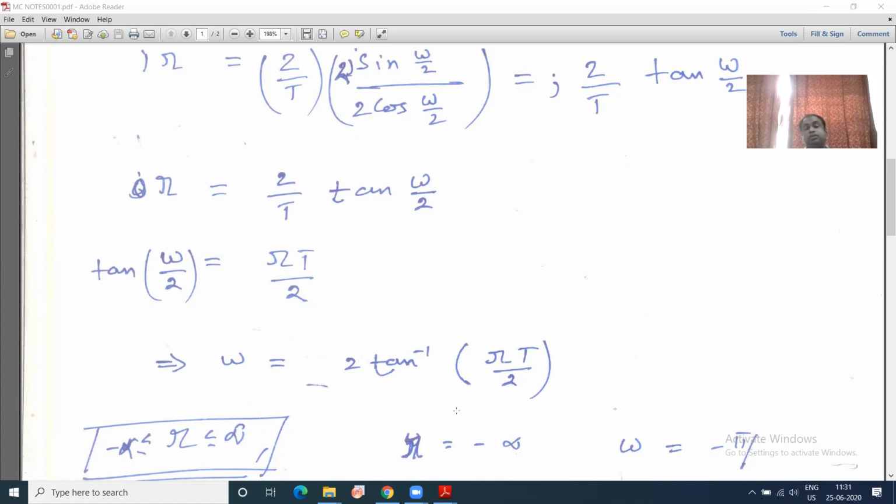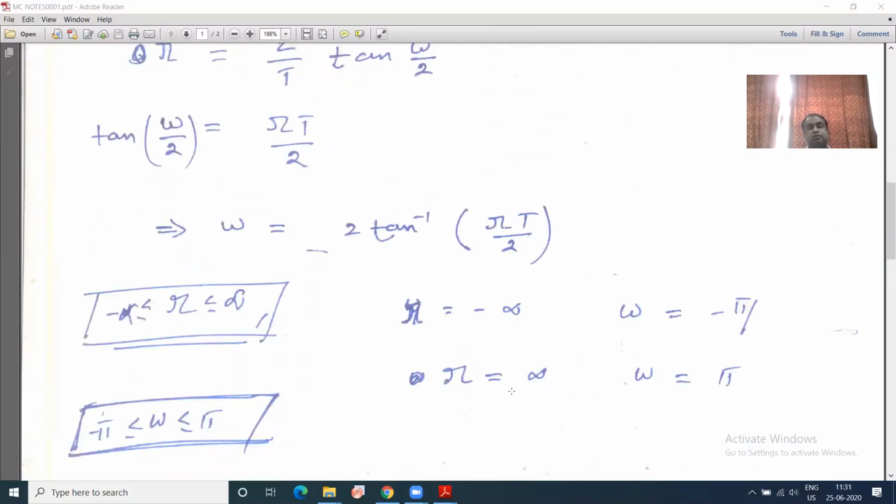Okay. Now, if I substitute capital omega equal to minus infinity, this will be tan inverse of minus infinity, that will be minus pi by 2. Minus pi by 2 multiplied by 2 corresponds to omega equal to minus pi. And when capital omega equals infinity, this will be pi by 2, then it will be pi. So when capital omega is minus infinity, omega is minus pi, and capital omega equal to plus infinity, omega equal to plus pi. Therefore, if analog frequency varies from minus infinity to plus infinity, the corresponding variation in digital frequency will be minus pi to pi. Agreed?